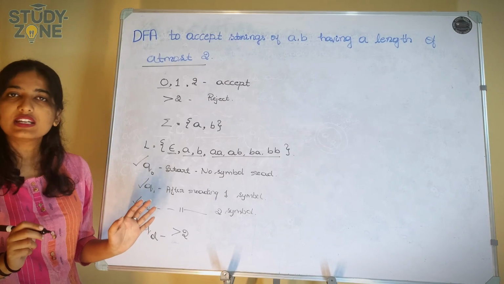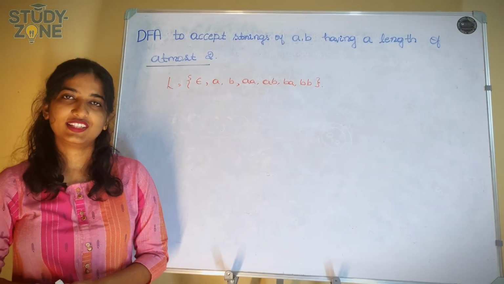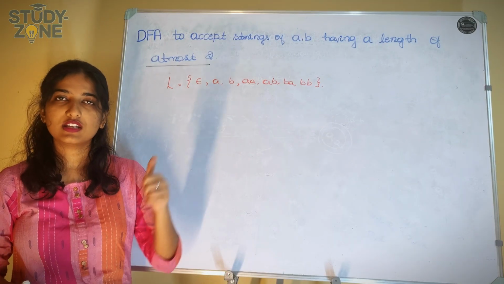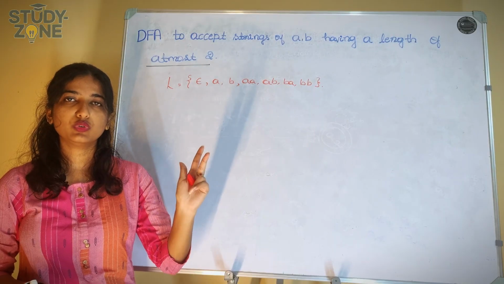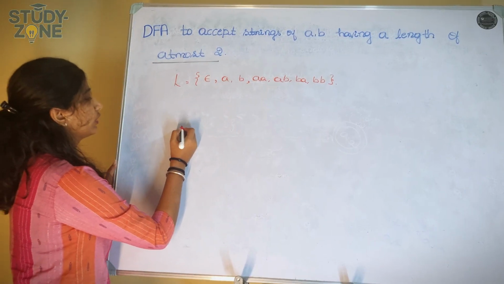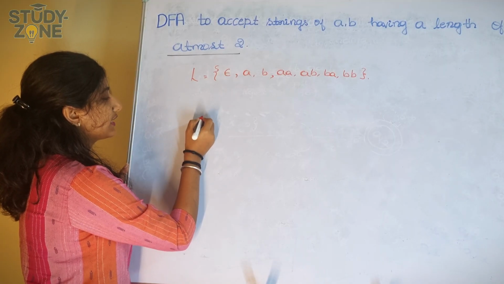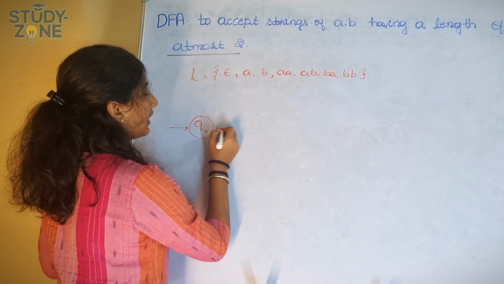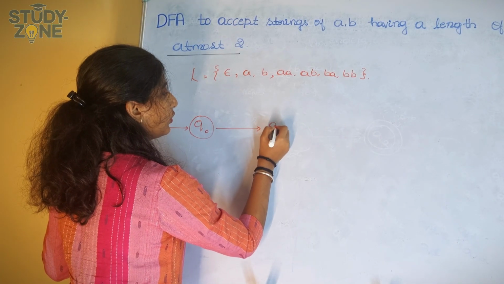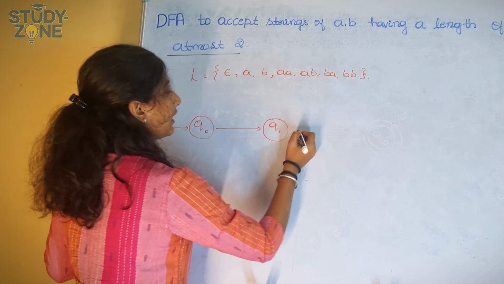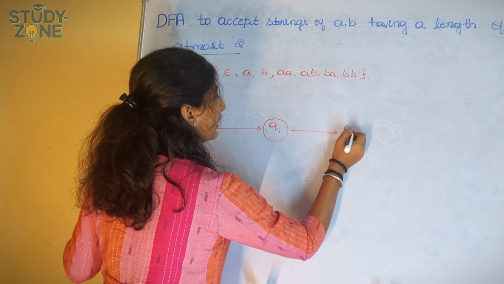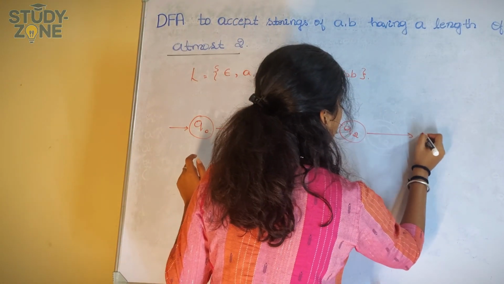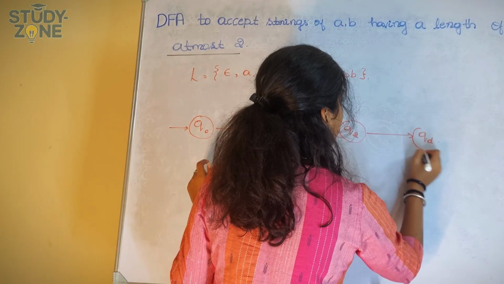Now let us write the transition diagram. What are all the states? Q0, Q1, Q2, QD. Q0 is the starting state, Q1 will be the next state, Q2 is after reading two symbols, and QD will be the dead state.